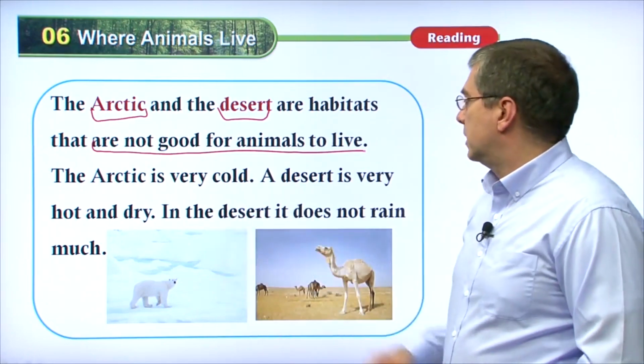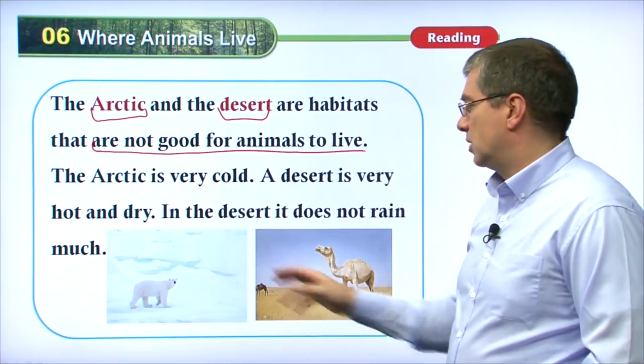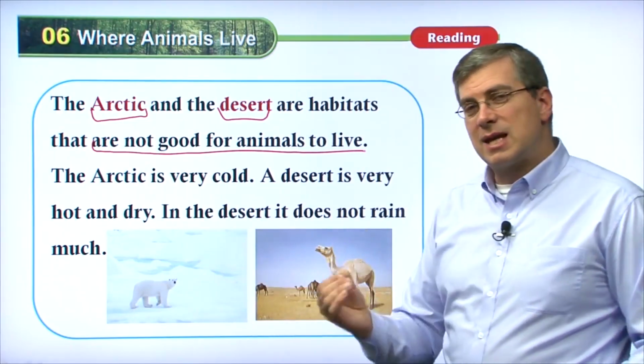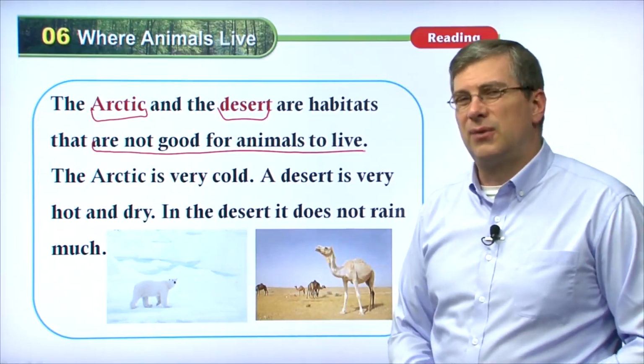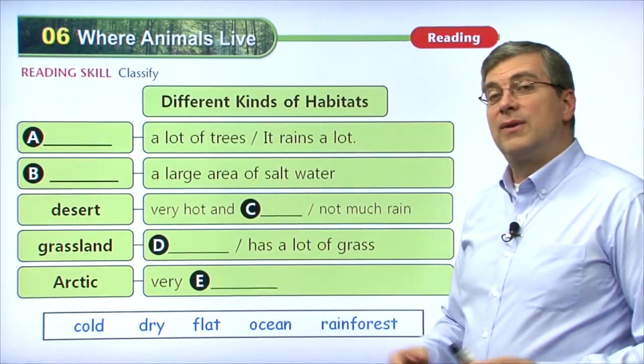The Arctic is very cold. A desert is very hot and dry. In the desert, it does not rain much, and we have different pictures. Okay? Even though they look like very different places, the thing they have in common is that it's very difficult to live in these two places. Okay, we finished the reading.